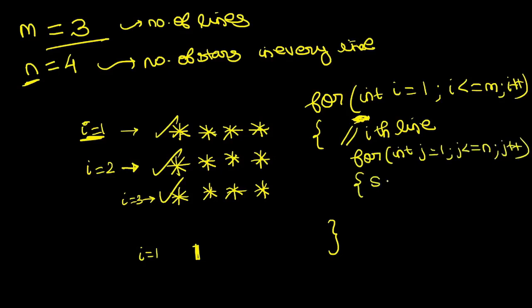Okay. And what I will do? System.out.print. I will just print star. So now guys, try to see what actually happens. You will understand, right? So first of all, think that there is no output.